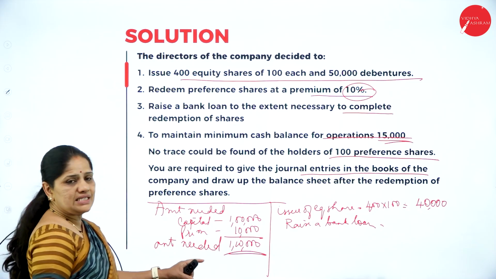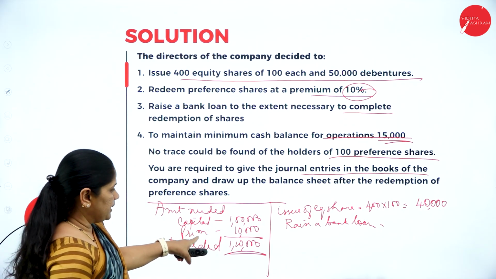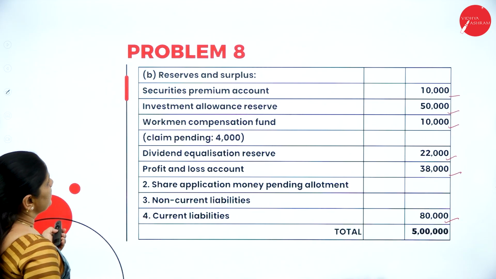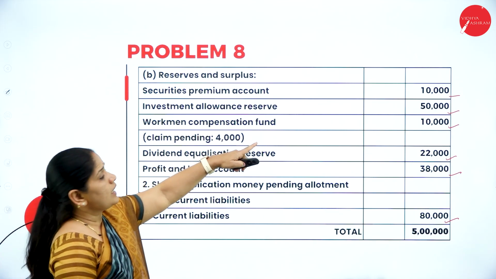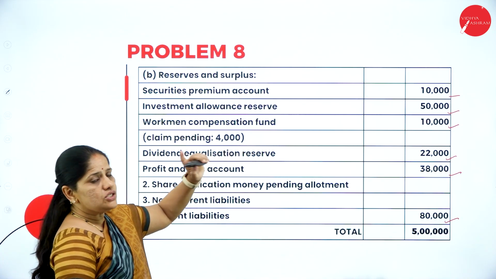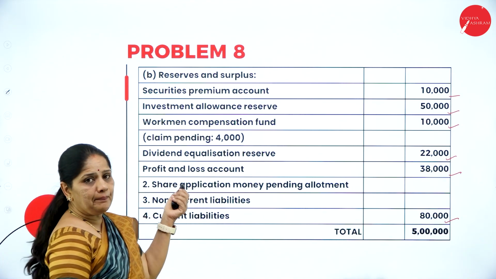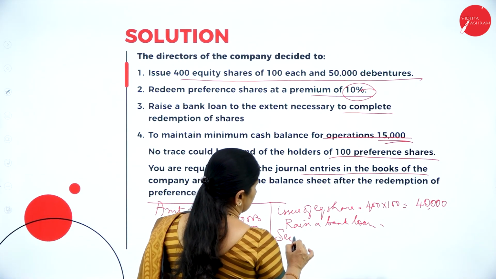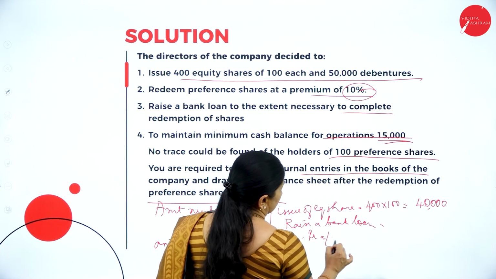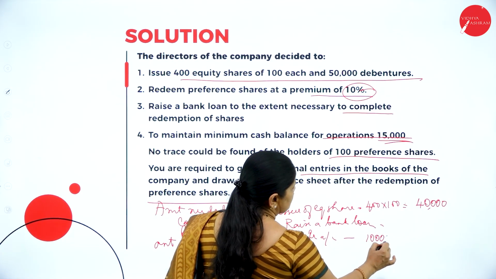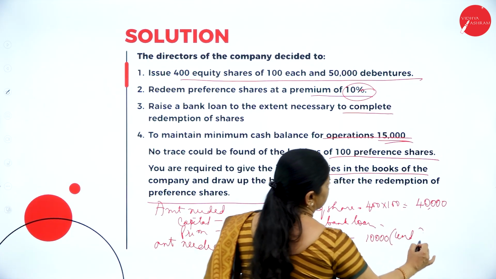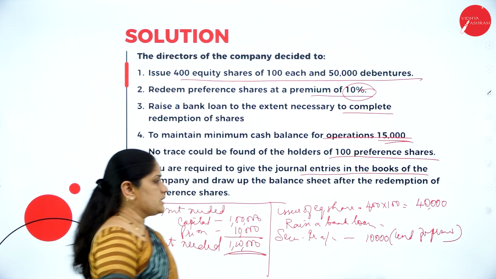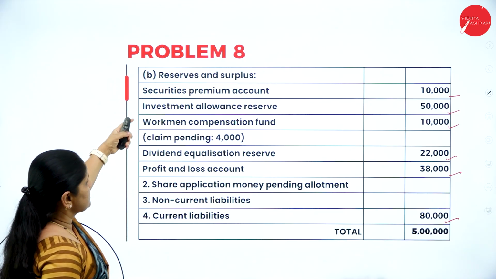Then next, first thing is we have to adjust for the premium of 10,000. Let us see if there is a securities premium account here. See, there is a securities premium account worth rupees 10,000, which can be adjusted for making the premium. So securities premium account 10,000 is there. So it will be used for premium. That is 10,000.